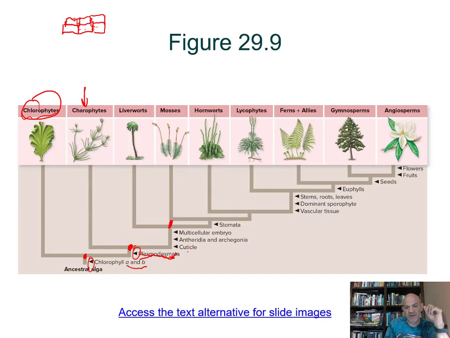Then this ancestor evolves the cuticle, the antheridia, and the archegonia, which is where sperm and eggs are produced, and your embryo retention. The multicellular embryo is retained in all of these plants that are connected to this common ancestor. That includes the liverworts all the way to the angiosperms. And then stomata evolve here. Stomata allow the plant to exchange carbon dioxide and oxygen. They didn't indicate what a derived character was there, but there's some common ancestor here between the hornworts and the vascular plants.